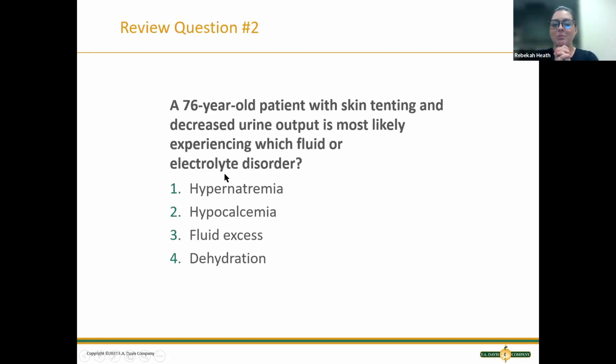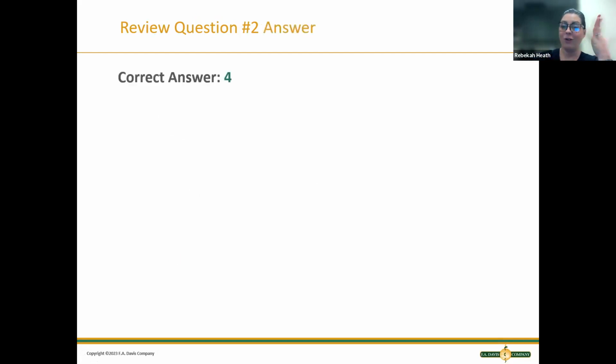So review question number 2, a 76-year-old patient with skin tenting and decreased urine output is most likely experiencing which fluid or electrolyte disorder? Hypernatremia, hypocalcemia, fluid excess, or dehydration? And think about it, which one you want to choose? It's 4, right? So it's dehydration.